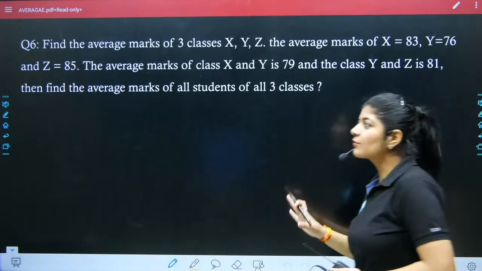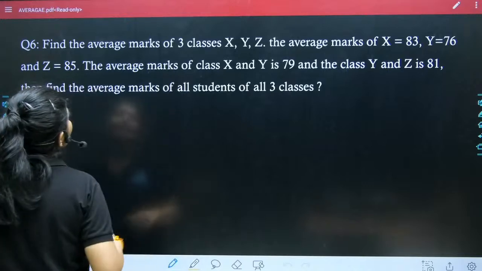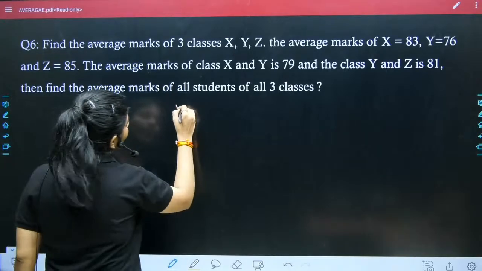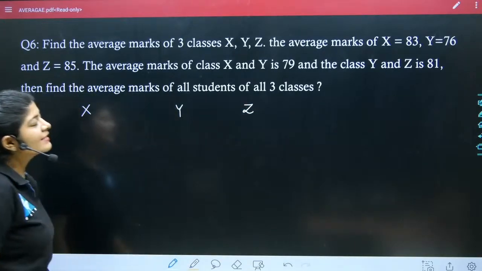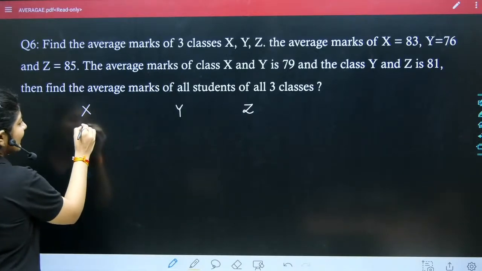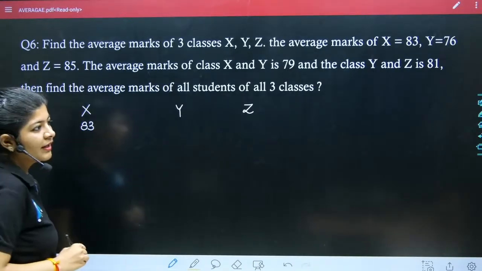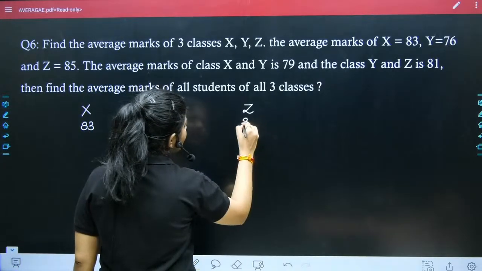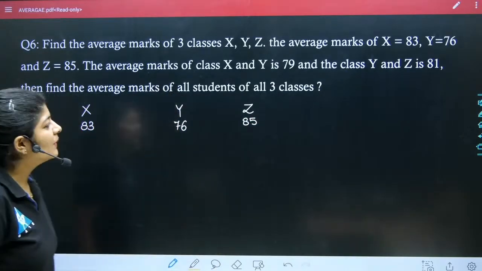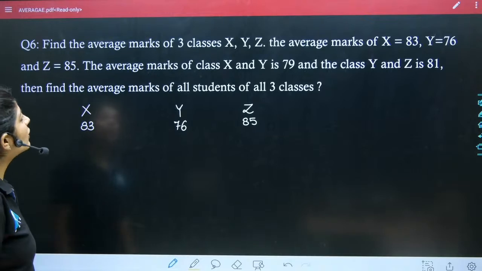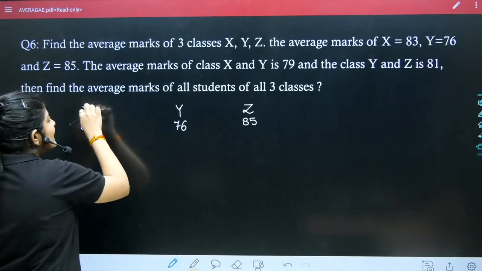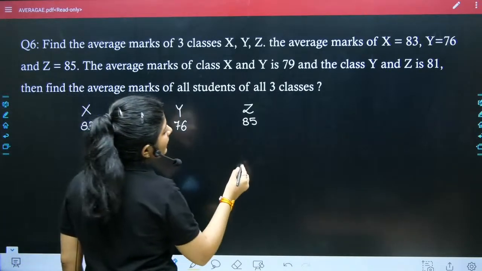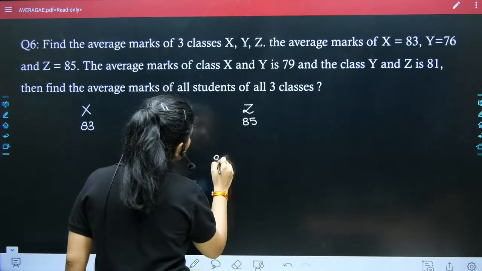Okay, we are on this question, and what we have to do, we have the marks of three classes. We have X, Y, and Z. It is given that the average marks of class X is equal to 83. The average marks of class Y is equal to 76. And the average marks of class Z is equal to 85. It is also given that the average marks of class X and Y is equal to 79. And the average marks of class Y and Z is equal to 81.